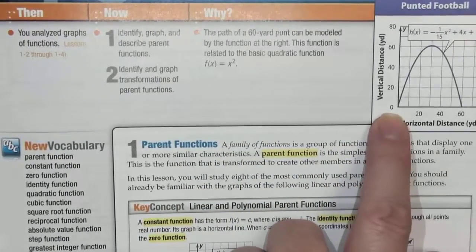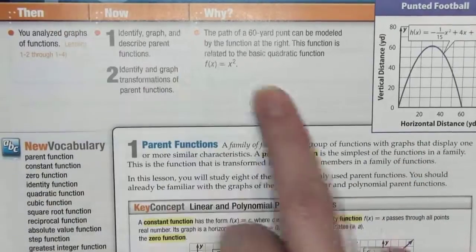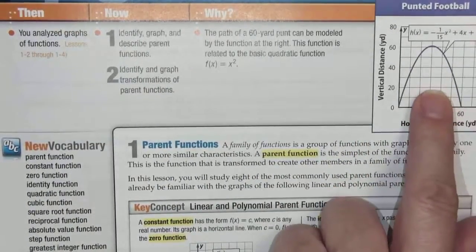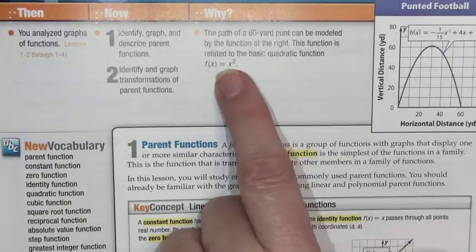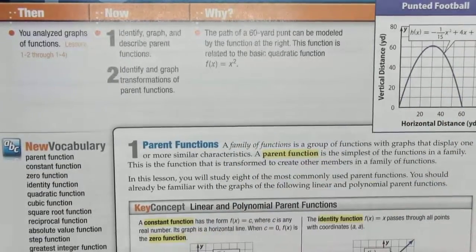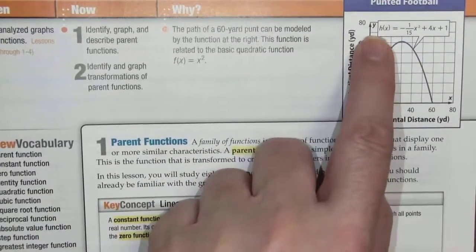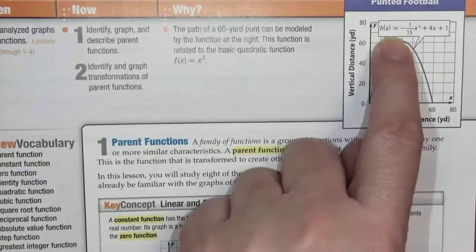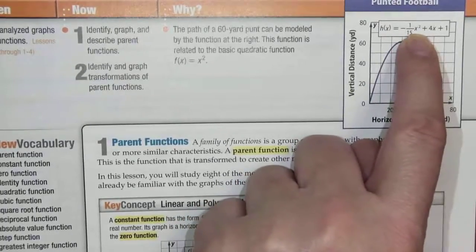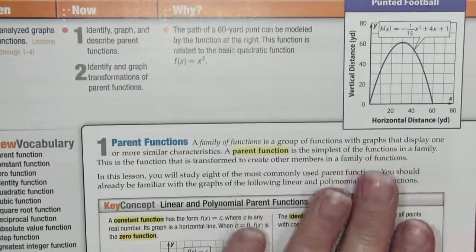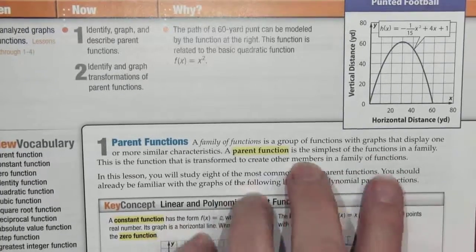All right, now, lesson 1-5. Okay, the parent function of this is a parabolic function, which would be f of x equals x squared. And notice how this is different. F of x equals negative 1/15 x squared plus 4x plus 1. Now, we're going to talk about how to see the transformation.